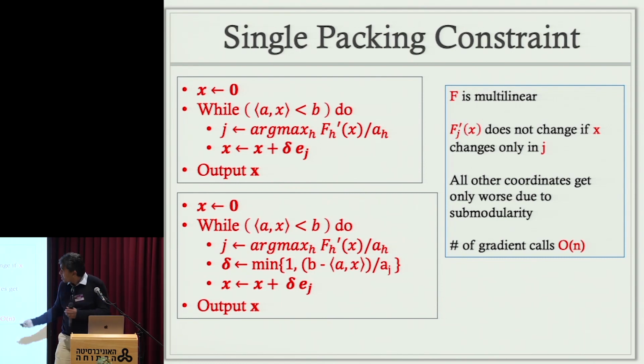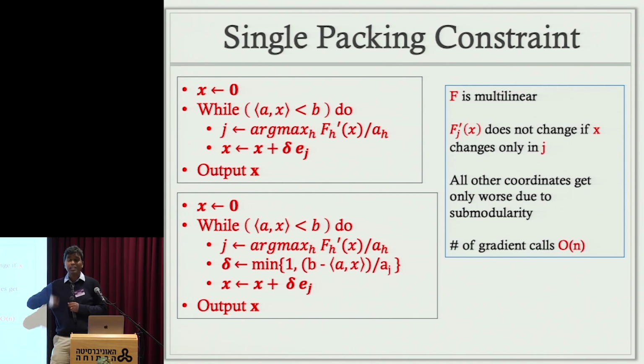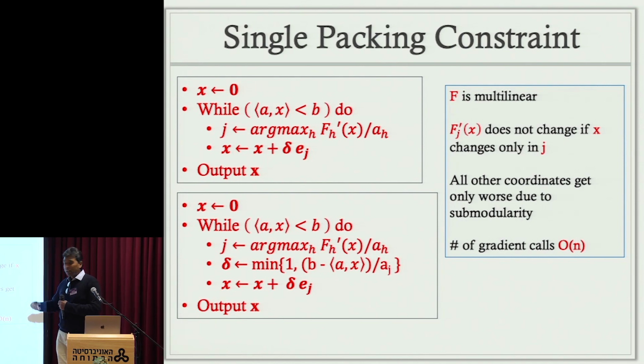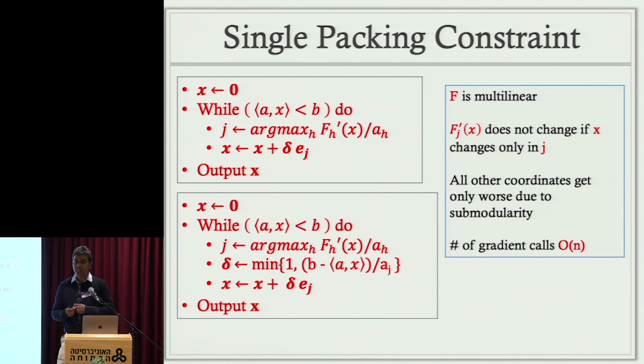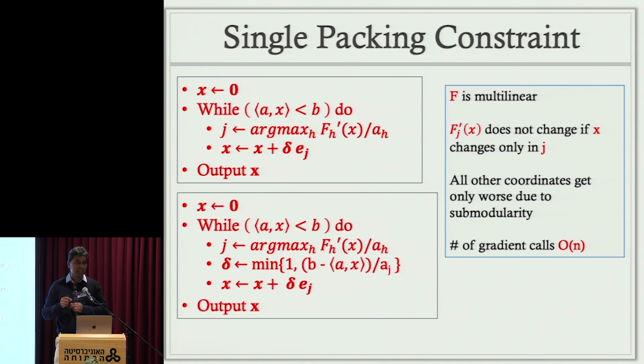So I claim that this continuous algorithm can be completely simplified, and this is the same as: find the guy with the largest gradient, take him fully, then recompute and find the next guy with the highest gradient, take him fully, until you run out of knapsack capacity. This is a very simple algorithm with a nice property that the number of gradient calls is much less than what you would get if you just applied Yann's continuous greedy algorithm. And it's actually essentially there in Wolsey's old paper. Any questions on that?